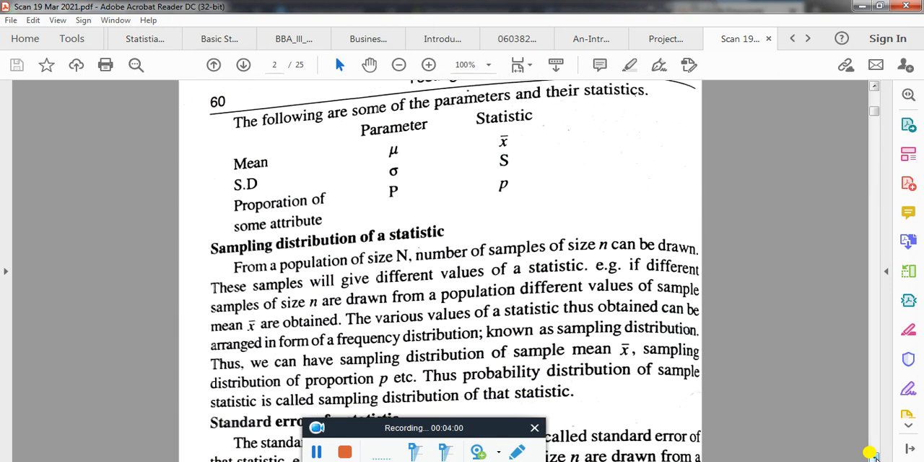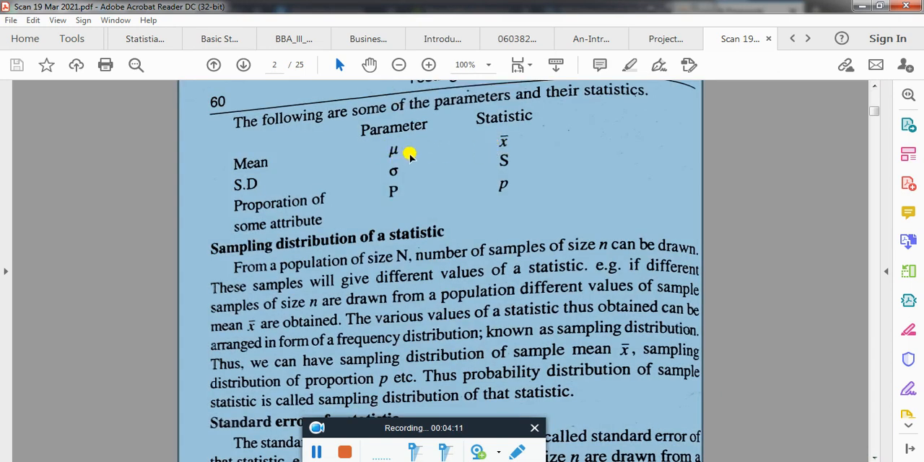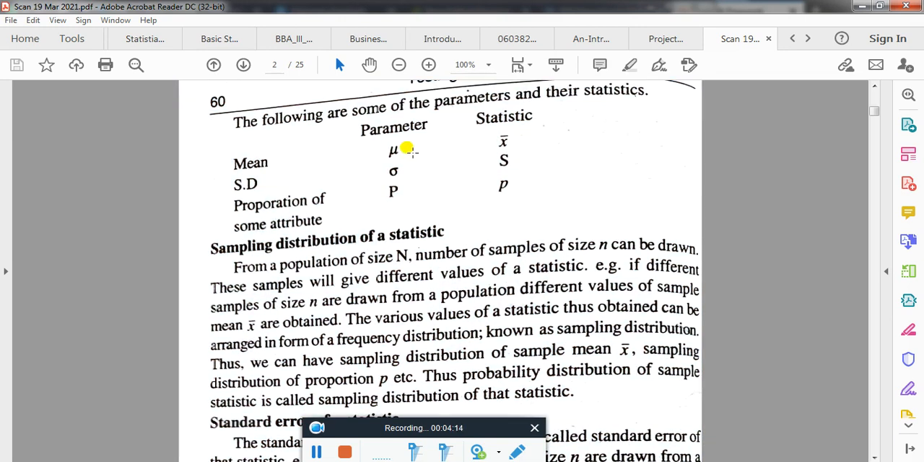Now here is the difference between parameters and statistics. You may see here that the mean value is denoted with mu and x bar. Both are notations for the mean value, but one represents the population parameter and one represents the sample. In the same way, sigma and s. It may be small s, but it is written as capital S, so that doesn't make a difference. Proportion of some attribute is capital P for the population parameter, and small p for the sample.